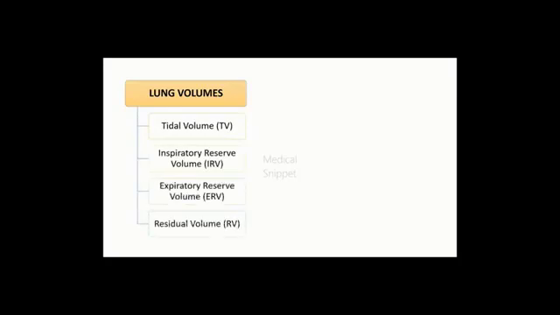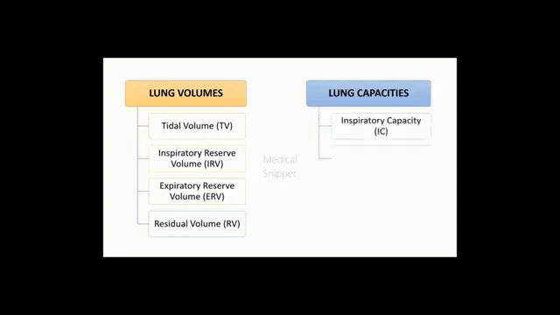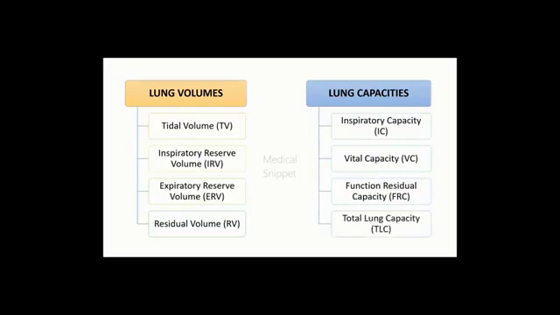In this video, we will discuss lung volumes and lung capacities. There are 4 lung volumes, namely tidal volume, inspiratory reserve volume, expiratory reserve volume, and residual volume. The 4 lung capacities are inspiratory capacity, vital capacity, functional residual capacity, and total lung capacity. We will discuss in detail about each volume and capacity.